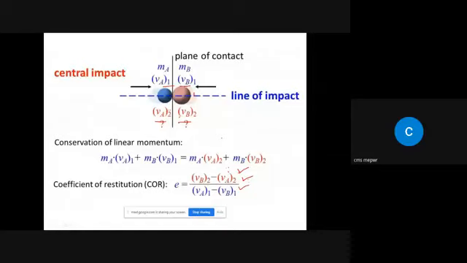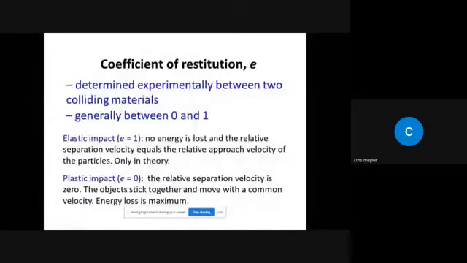Okay, remember one thing: if you write VB2 minus VA2 in the numerator, then in the denominator you need to replace this term. For example, over here we have VB2 minus VA2, so in the denominator you need to write VB1 minus VA1 in the same order, the B term first and then subtract A from it. This is one thing that you need to remember in this equation. It is basically the ratio of velocity difference after to the velocity difference that the particles had initially. Okay, so coefficient of restitution.